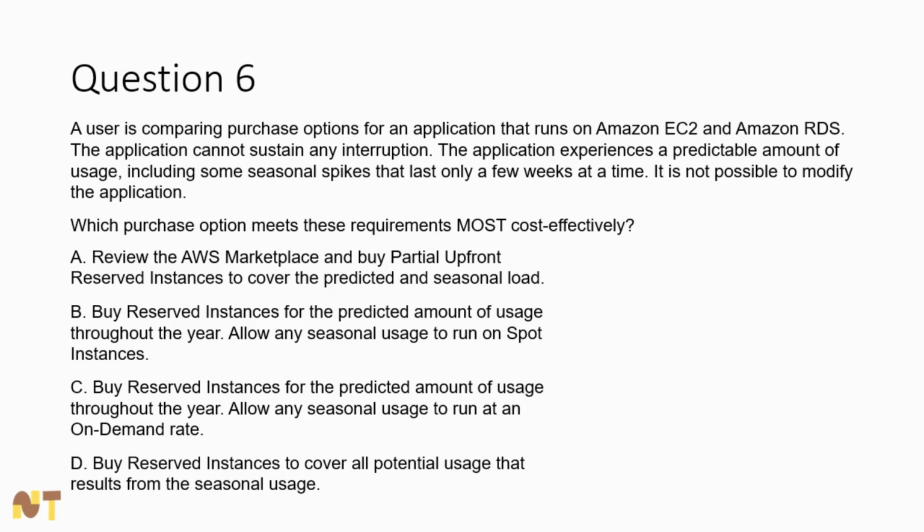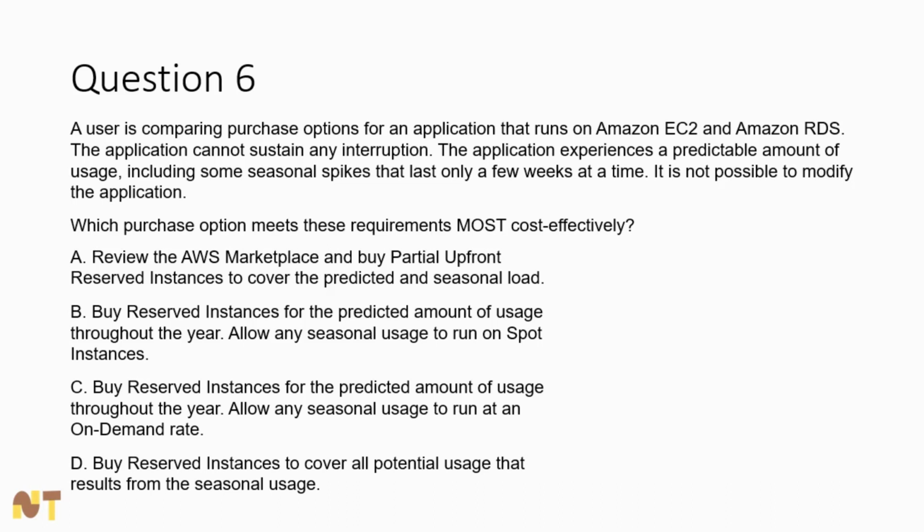Options are: A, review the AWS Marketplace and buy partial upfront reserved instances to cover the predicted seasonal load. B, buy reserved instances for the predictable amount of usage throughout the year, and allow any seasonal usage to run on spot instances. C, buy reserved instances for the predicted amount of usage throughout the year, and allow any seasonal usage to run on on-demand instances. D, buy reserved instances to cover all the potential usage that results from the seasonal usage.